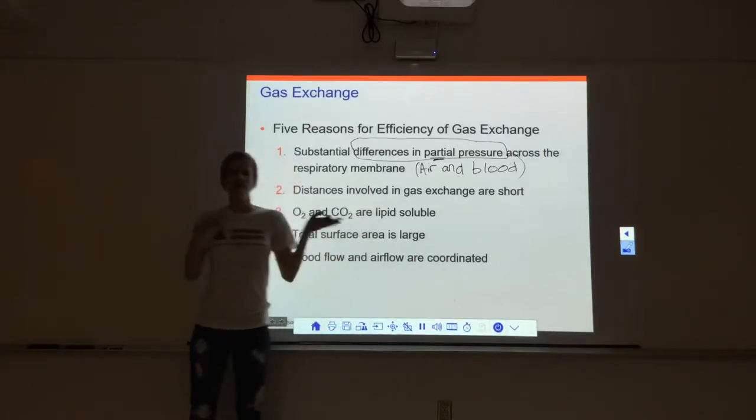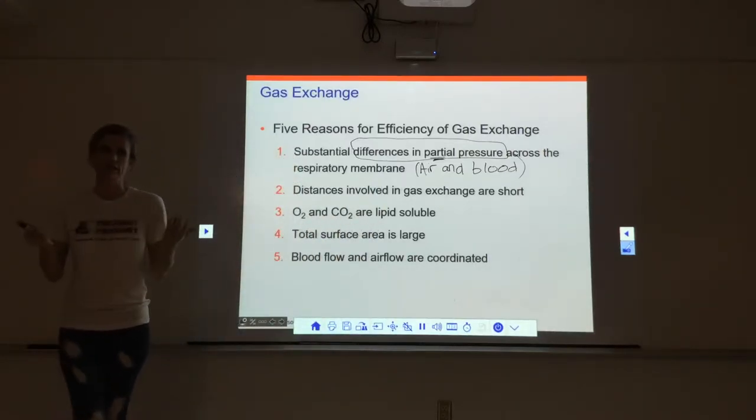Okay, so why is this distance so small when we look at the respiratory membrane? What are we looking at there?